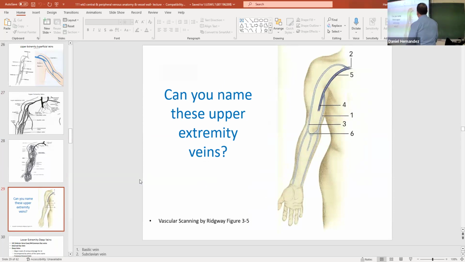And some good practice. Two looks like right subclavian. Five looks like your axillary vein. Six, your median cubital vein. So three is that lateral one going all the way up, so that's going to be your cephalic. One, to your medial side, that's going to be your basilic. Four looks like brachial artery. I'm sorry, brachial veins.